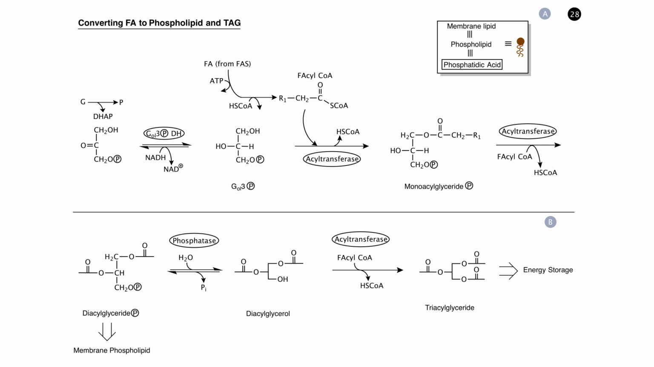Then, as shown in panel B, a second fatty acid group will be placed on the only available hydroxyl to form a diacylglyceride phosphate. This is otherwise known as a membrane phospholipid. If the biosynthetic objective is to make a triacylglyceride, which is of course our major storage form of energy, then a phosphatase will come in and hydrolyze off the phosphate from the 3-carbon of the diacylglyceride phosphate to form what's called a diacylglycerol. Then an acyltransferase, as above, will place a third fatty acid onto the glycerol backbone to form a triacylglyceride or TAG. As I said above, this is our principal storage form of energy.